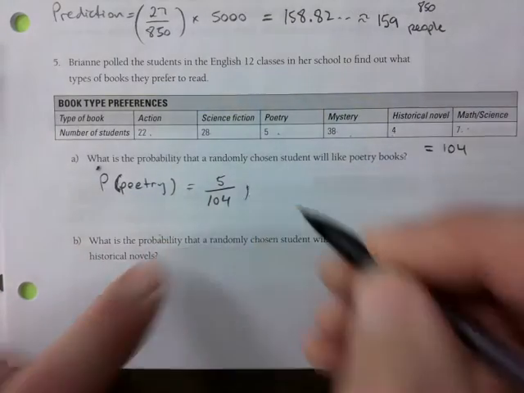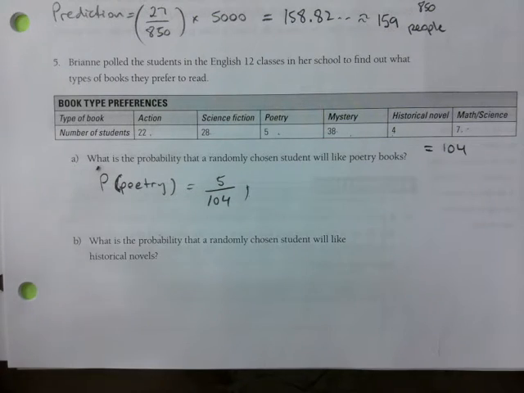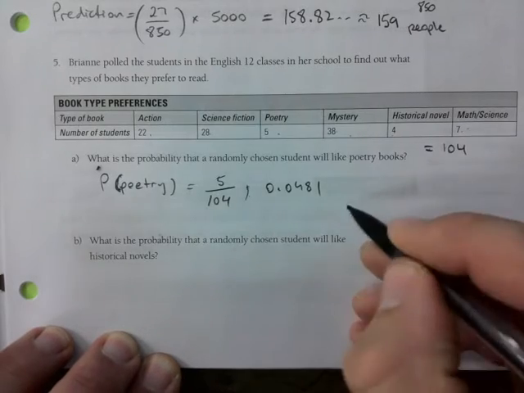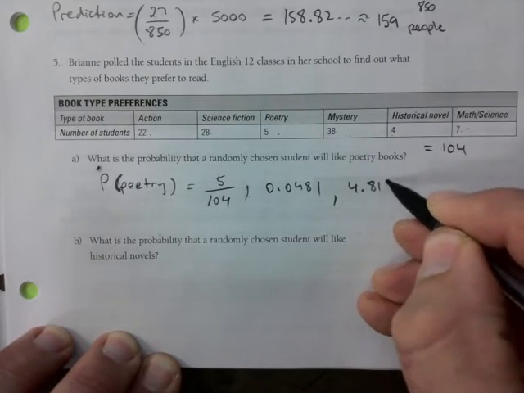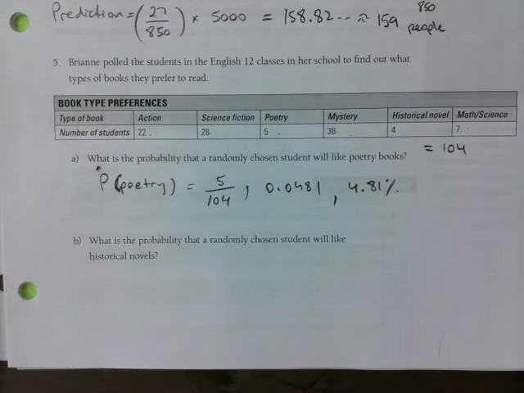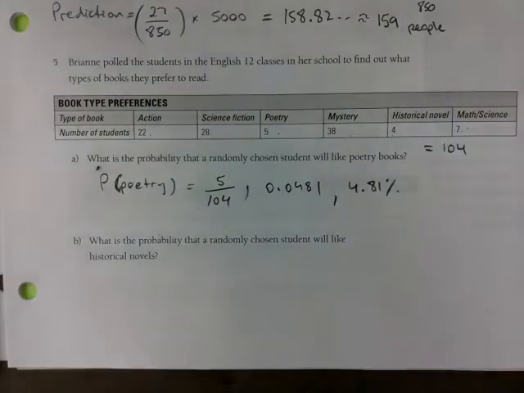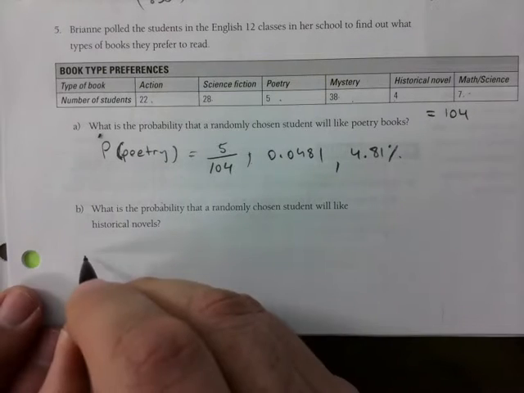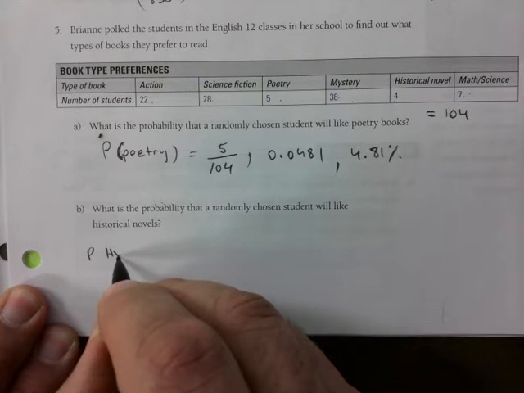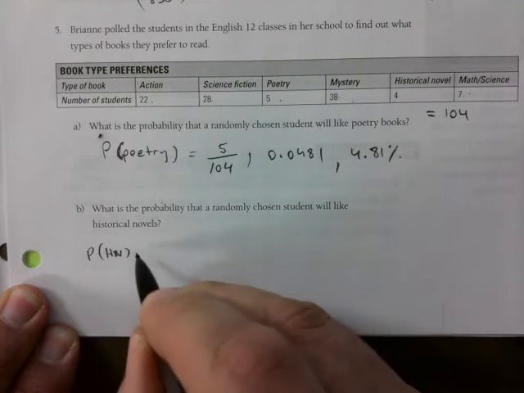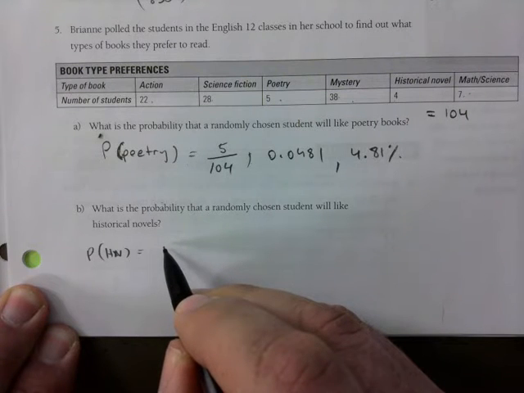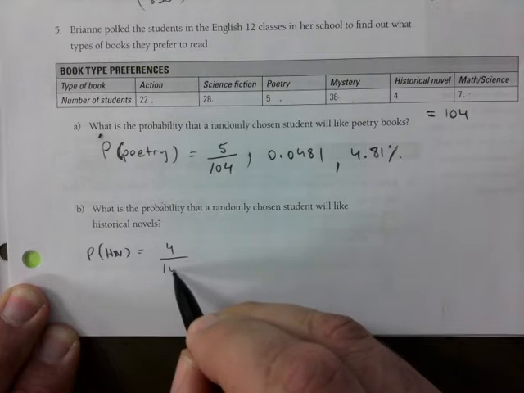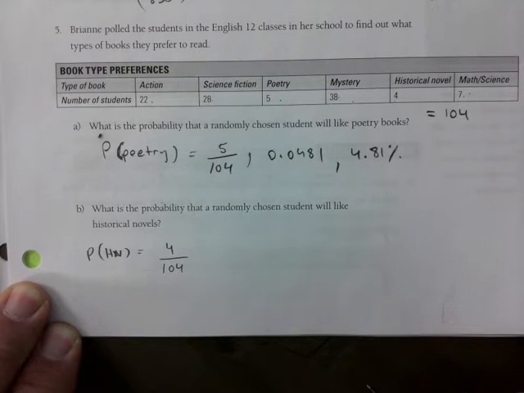Okay, let's turn that into a decimal. That's 0.0481, which is 4.81%. Probability that it will be historical novels, probably historical novels, you can do that, HN. We've got 4 out of 104. So leave it like that.